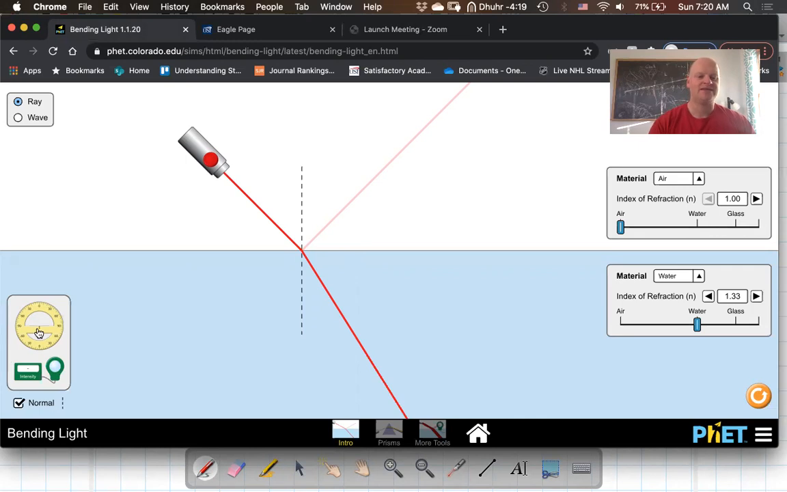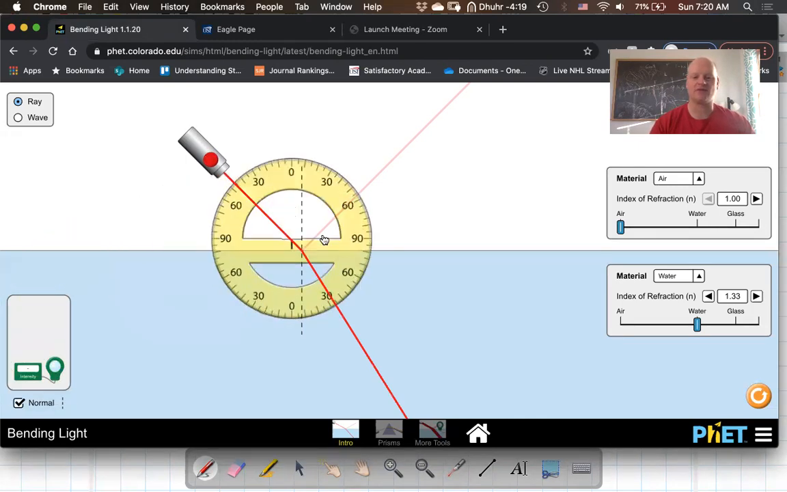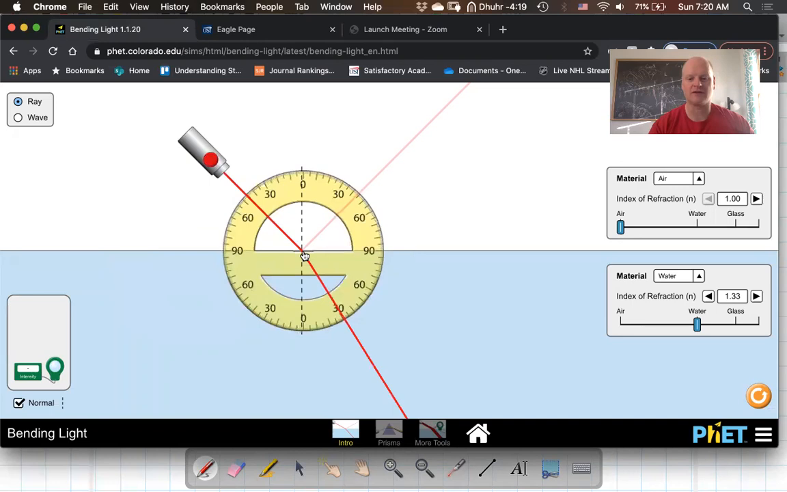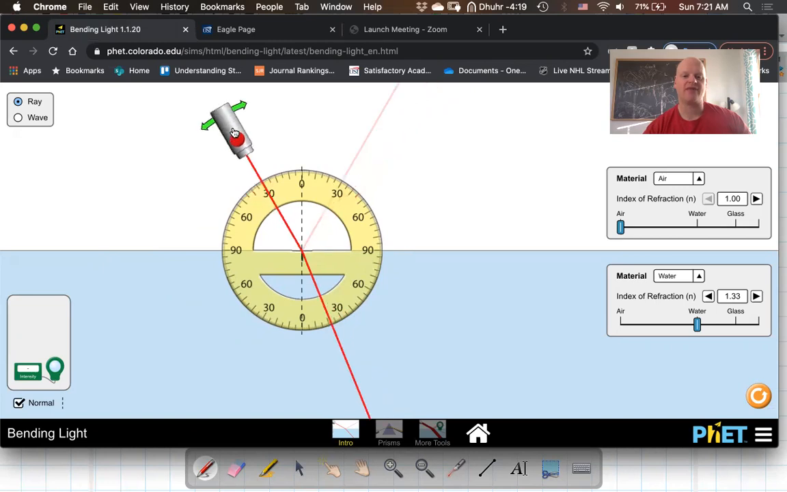So here we're simply going to take the protractor and put it over here so that it is aligned with the normal. Then we're going to measure this for different angles. Initially we're going to put this at 30 degrees. So we have the incoming light at 30 degrees from the normal line.